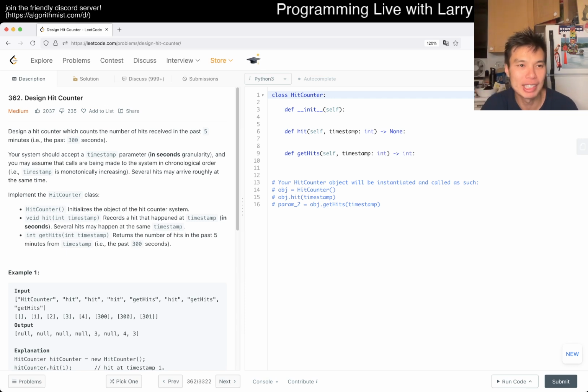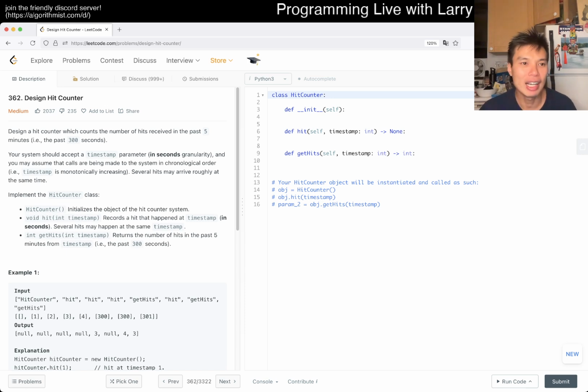But yeah, today we have 362, Design Hit Counter. If you're watching this in the future, or in the past, I usually try to solve an extra problem when I'm not too tired from marathon training, a problem I haven't done yet. So feel free to join in and see how you did, especially if you found a daily problem too easy.